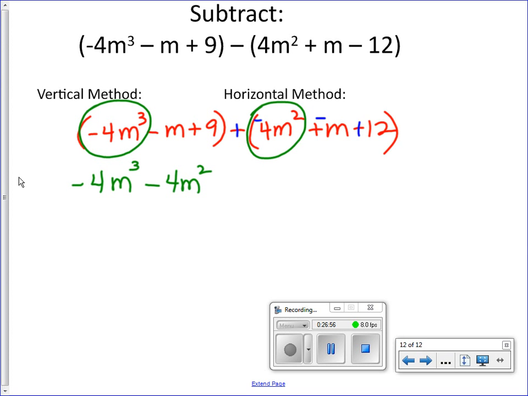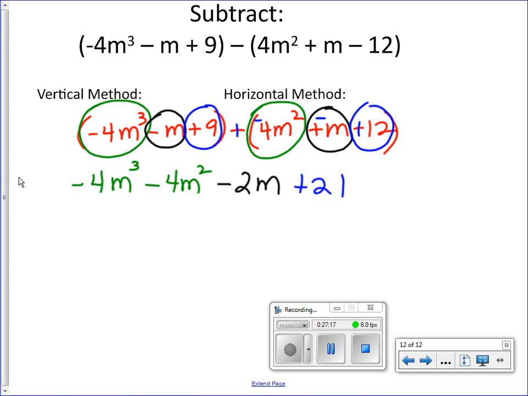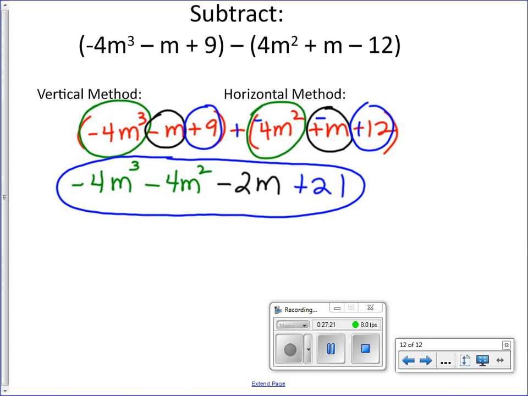Now, I do have a negative 1m and a plus a negative 1m. And negative 1m plus negative 1m is minus 2m. And finally, I have a plus 9 and a plus 12, which would be plus 21. And again, I have the same answer using the horizontal method.